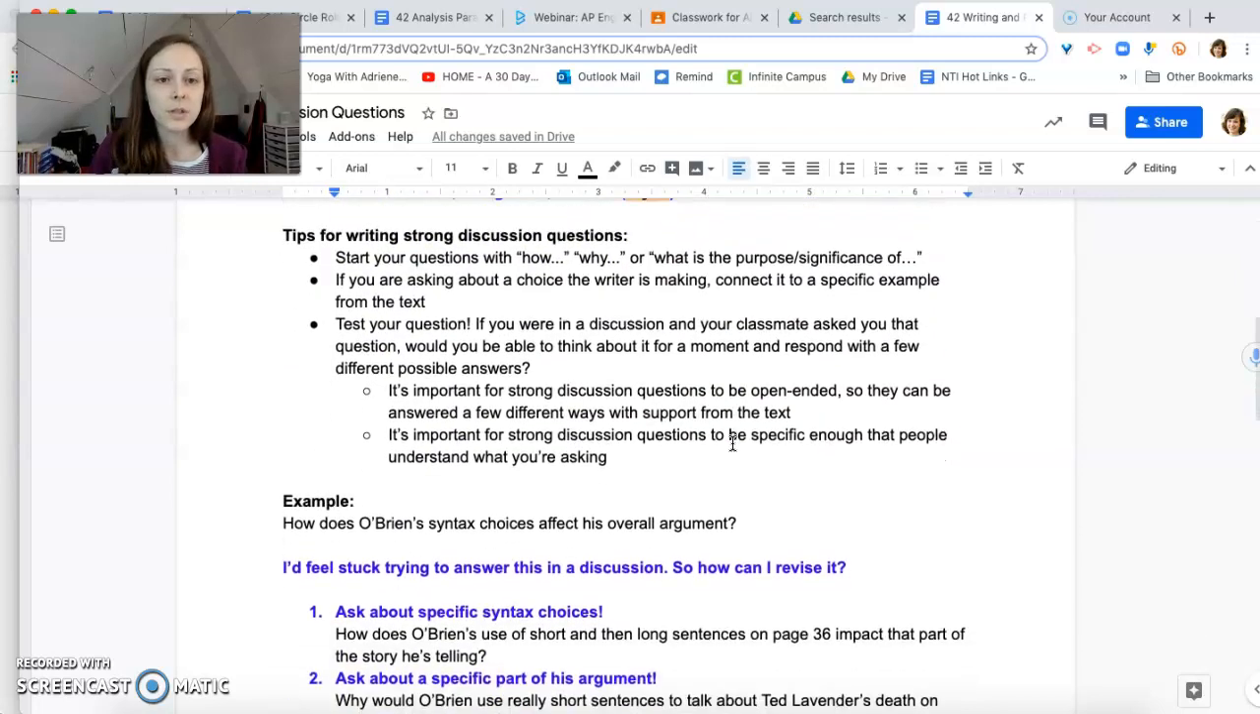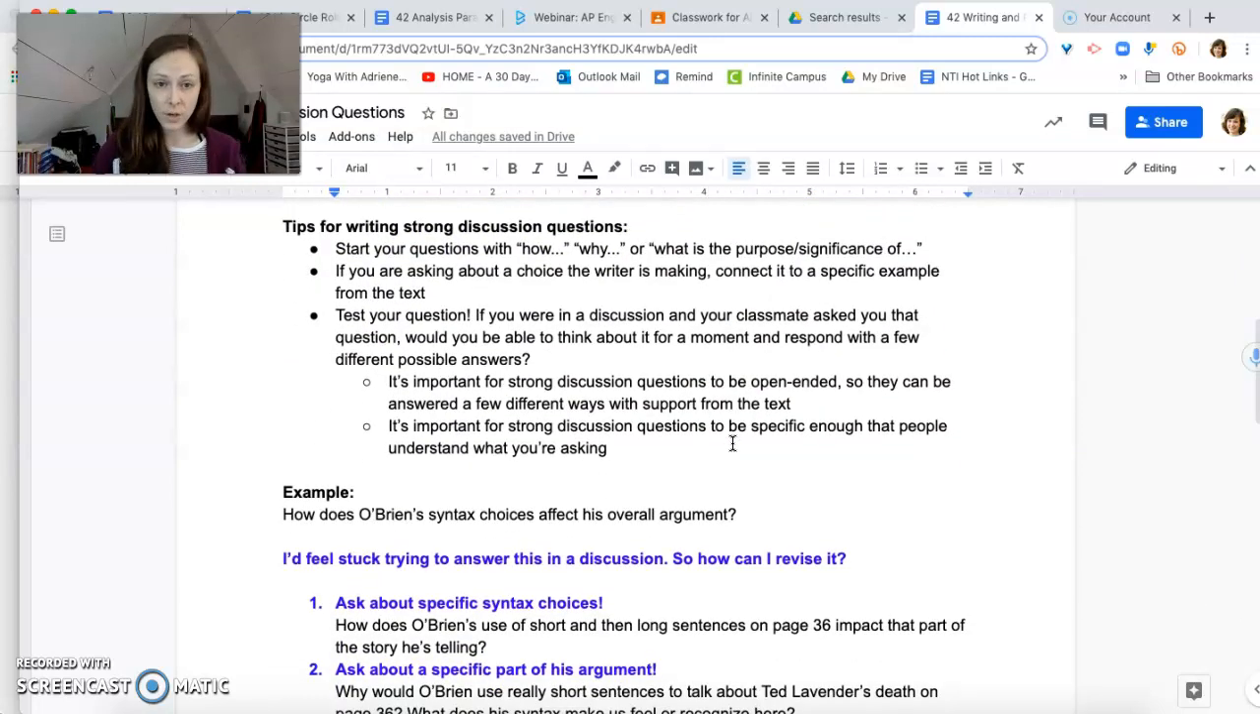And then this next part is just some tips for writing a strong discussion question. So start questions with how, why, or what is the purpose of, just kind of as a tip. You don't have to, but those usually make good discussion questions. If you're asking about a choice that the writer is making, connect it to a specific example. And I'm going to show you what that looks like in just a second.